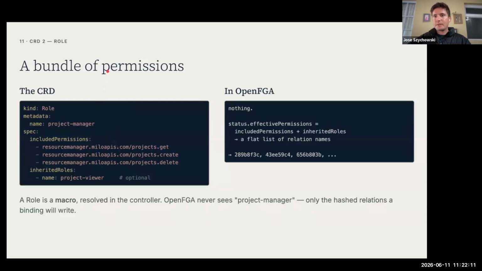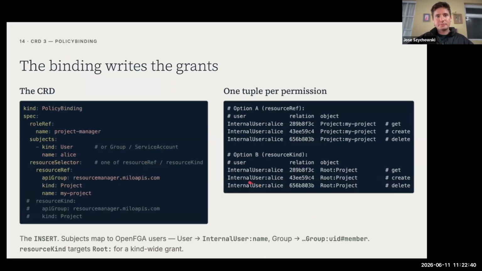Then we have a role. A role, as you can see here, just includes a bunch of fully qualified permissions. It can have permissions for different protected resources. It is completely fine with that. And additionally, you can also include roles from another one. This doesn't write anything in OpenFGA. It is just a lookup table that the policy bindings are going to use.